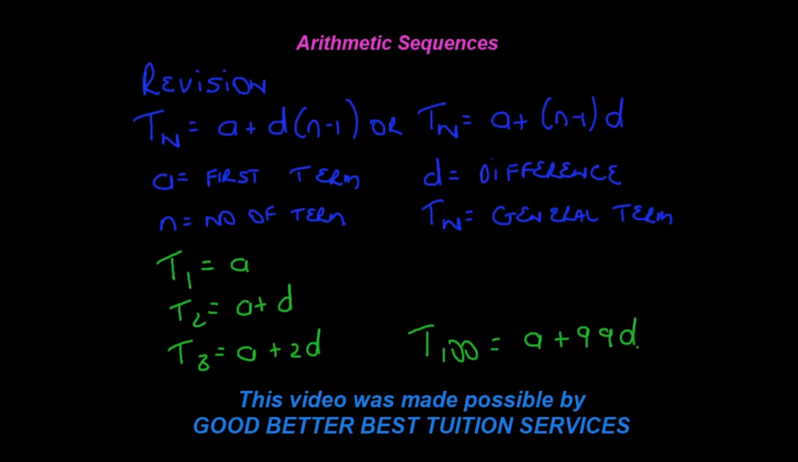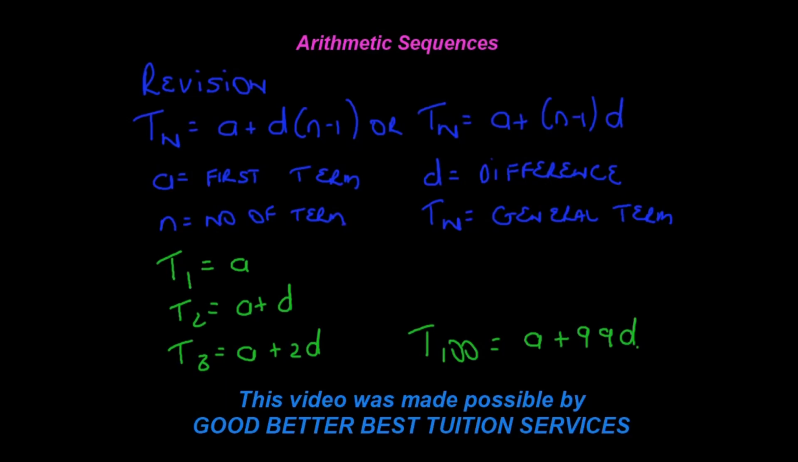Before we begin, I'd like to quickly revise and just go over our formula. Our formula is Tn is equal to a plus d(n minus 1), or Tn is equal to a plus (n minus 1)d. It's exactly the same thing, where a is your first term, d is your difference, n is the number of the term, and Tn is your general term. Okay, so that's the first set of things I'd like to revise.